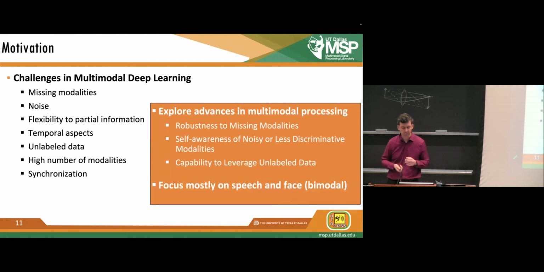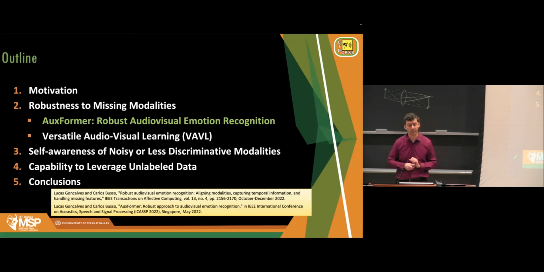In our lab, what I'm going to talk about today is some of these challenges: the one on missing modalities, how you deal with noisy or less discriminative features, and alternative ways of leveraging models for unlabeled data. We're going to focus mostly on speech and face. So technically it's bimodal, but this is what I'm going to be describing. Let me start by showing examples of models that we have built to increase robustness. Again, we're going to start with missing modalities. The first example is what we call the AuxFormer.